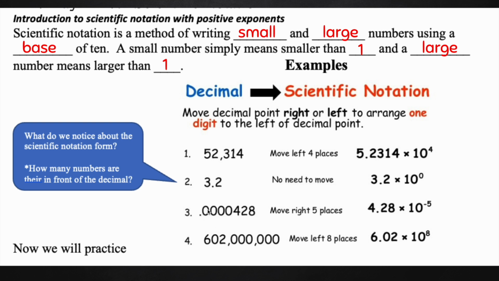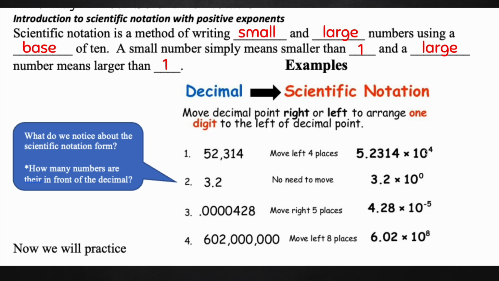This third one here, we have 0.0000428. So this is a very small number, right? The decimal point is here at the left side. So we're going to take this decimal point and we're going to move it until we have one number to the left of the decimal point. So I want it to be 4 point. So I know I'm going to move it right here. So that's 5 places to the right. So that's 4.28. I dropped off all these zeros. It's just 4.28 times 10 to the negative 5.